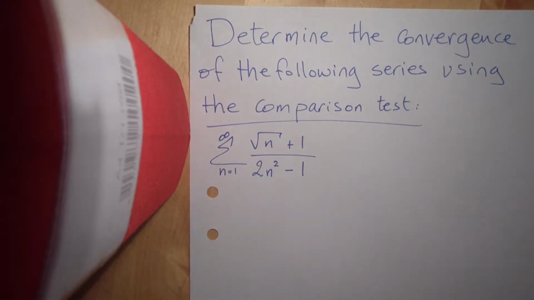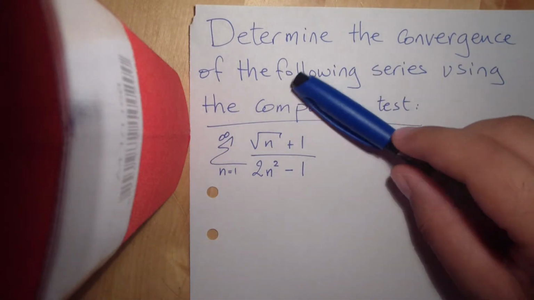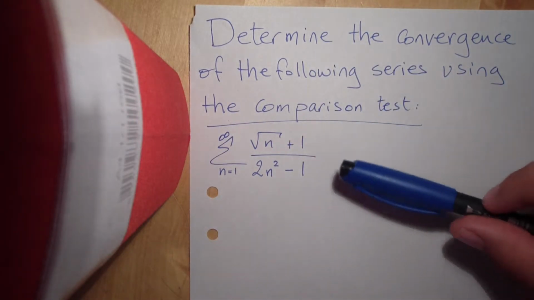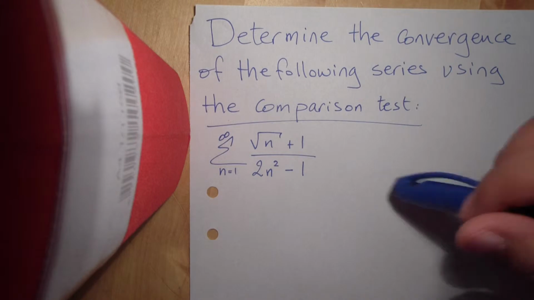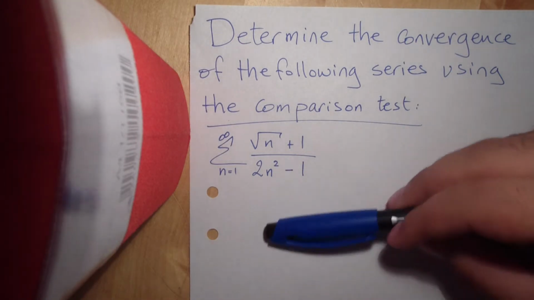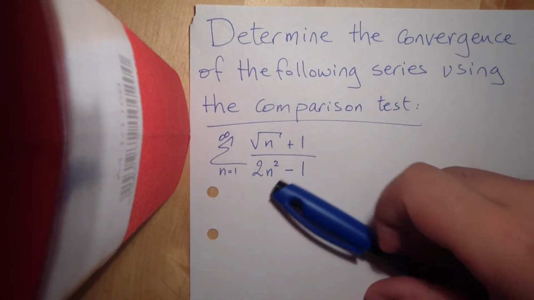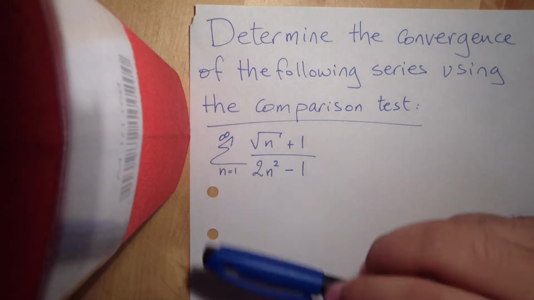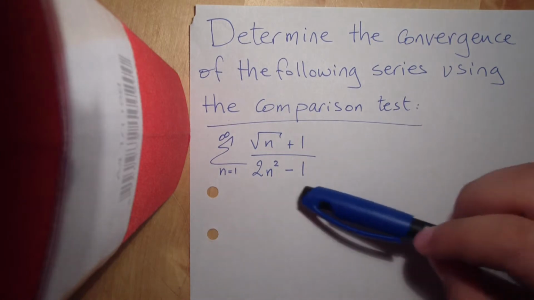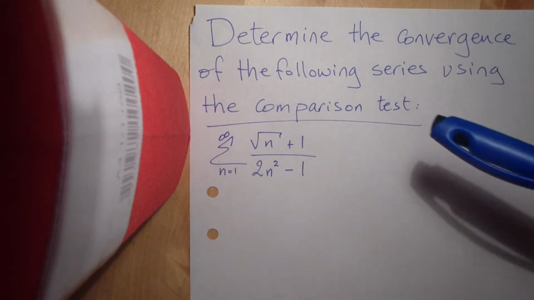Hello everyone, in this video I will show you how to solve a question that asks us to determine the convergence of a certain series using the comparison test. I'll do this using an example from a previous university exam from first year calculus, and the example we have here is the series that starts with n equals 1 goes to infinity of square root of n plus 1 divided by 2n squared minus 1.